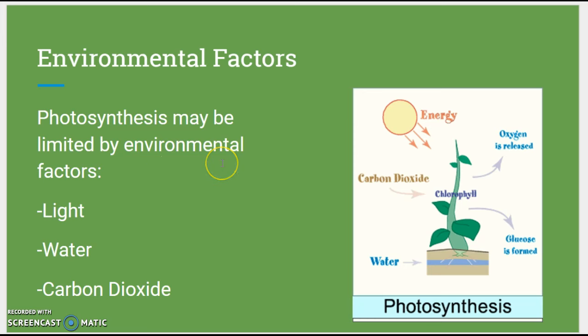So some things that might affect photosynthesis: light, water, and carbon dioxide. Now this is because these are the three things required to make photosynthesis occur. So for example, if there's a lack of water for the plants, it's going to inhibit their ability to perform photosynthesis, and the plants might not have enough food. Same thing for the others. So if your light is inhibited or if your carbon dioxide is inhibited, all of those things can cause a problem in photosynthesis.